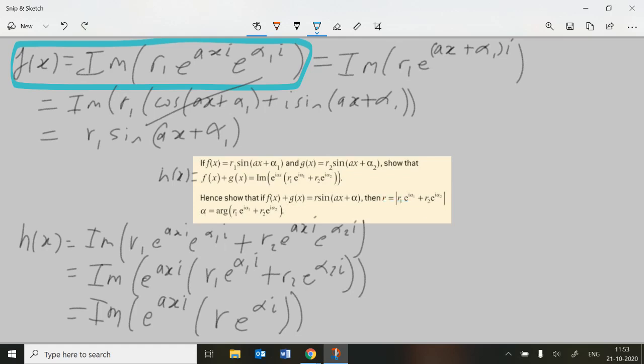And then it says, what's the argument? What's this alpha? This here, alpha here. Well, that's the same as the argument of this complex number. The argument of this complex number, which is a combination of these two, is the same as saying what's the argument of these two here. So that's where this is coming from here.